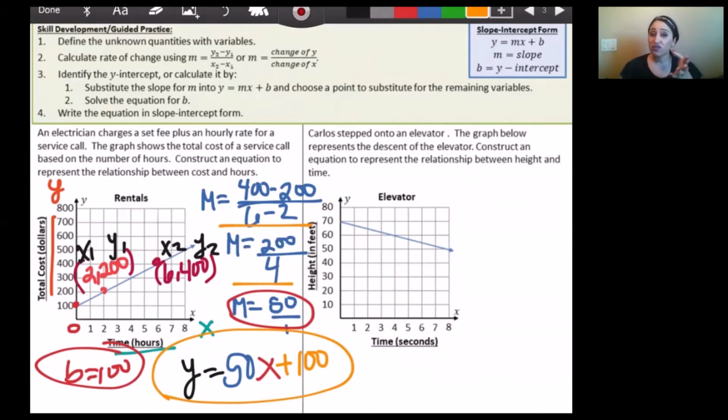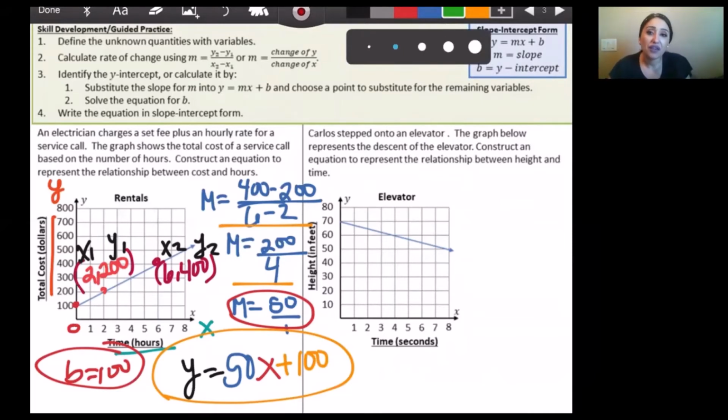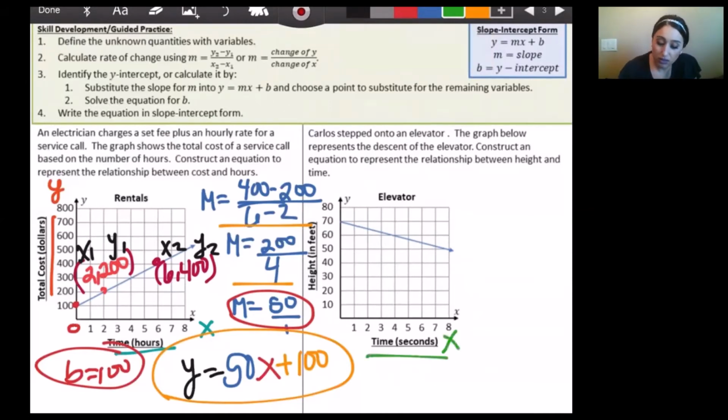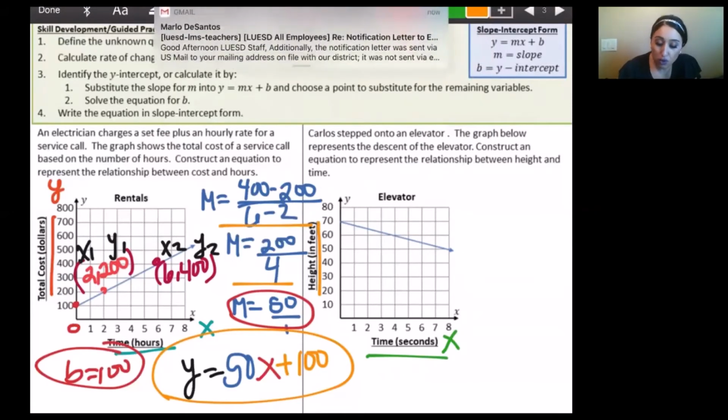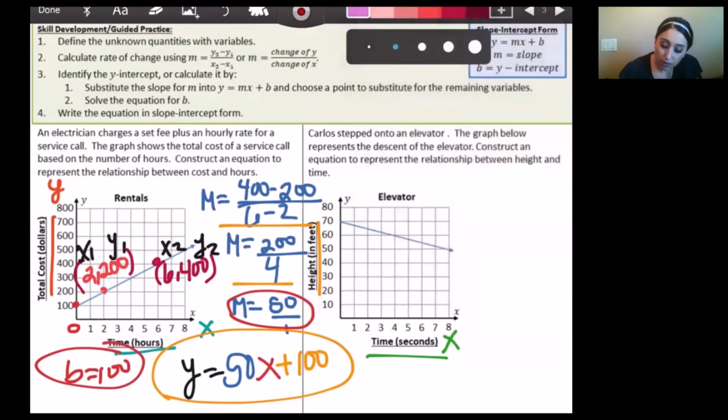Last problem, I want you to pause the video and try this one on your own. All right, guys, thanks for coming back. Carlos stepped onto an elevator. The graph below represents the descent of the elevator. Construct an equation to represent the relationship between the height and the time. So again, x represents time in seconds, and y represents height in feet. So I'm going to choose 2 ordered pairs. I want perfect intersecting. I'm going to choose 0 and 70. Next, I am going to choose 4 and 60.